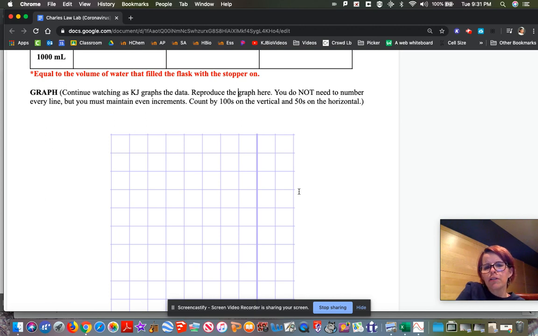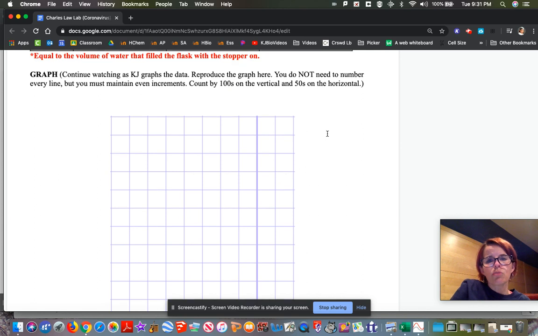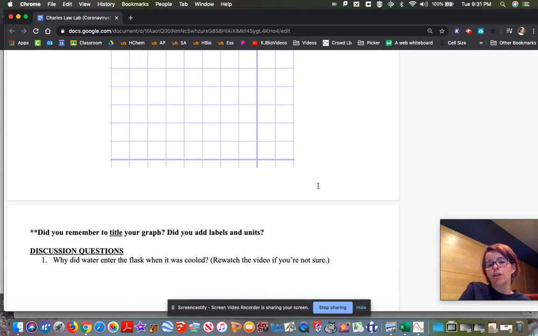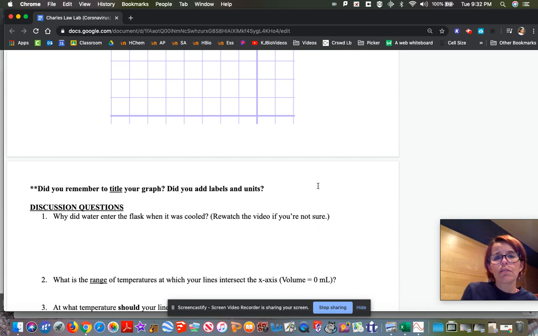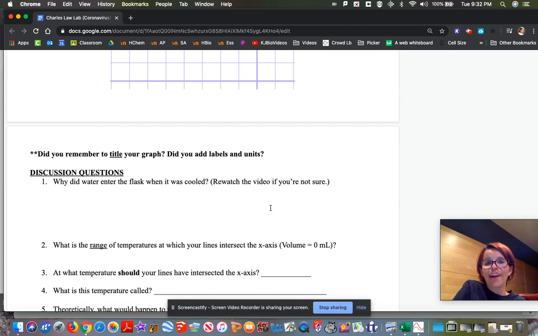If you go by 100, so if each of these lines is 100, so for example, if this was 0, 100, 200, 300, 400, 500, 600, and so forth, that should work. And then if you went by 50s on the horizontal, so this is 0, so this would be a positive 50 and a positive 100 degrees Celsius. And if you went backwards this way, it would be minus 50 Celsius, minus 100 Celsius, and so forth. You should be able to make that graph yourself now. Rewatch this video if you need to, back up and look at my graph if you need a little help. Did you remember to title your graph and to add labels and units?